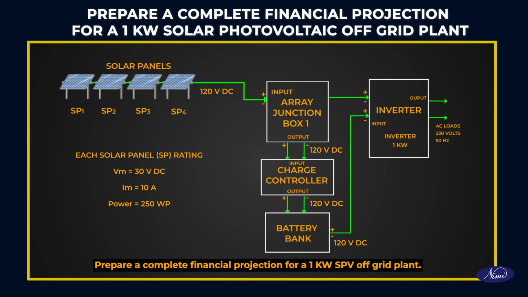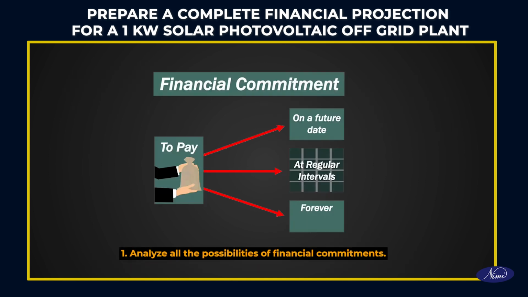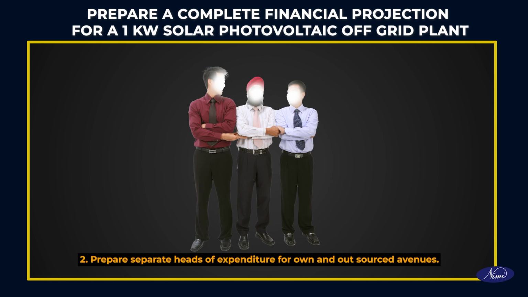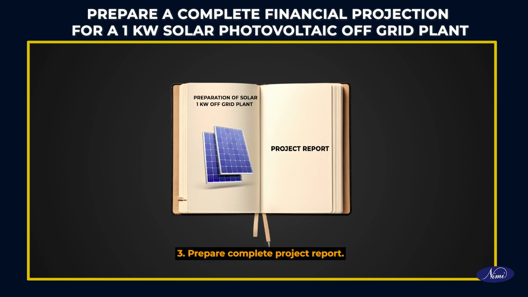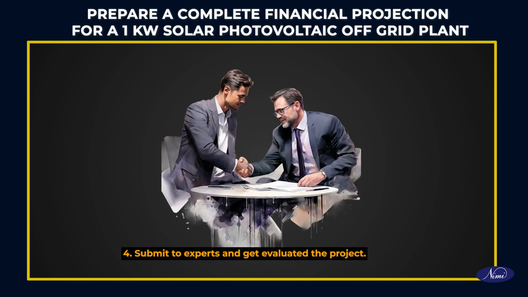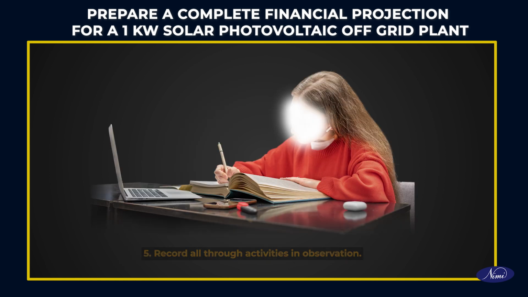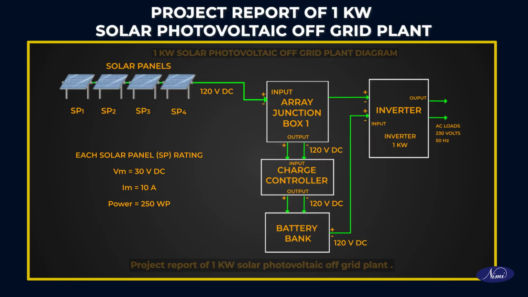Prepare a complete financial projection for a 1 kilowatt solar photovoltaic off-grid plant. Analyze all the possibilities of financial commitments. Prepare separate heads of expenditure for own and outsourced avenues. Prepare a complete project report, submit it to experts and get the project evaluated. Record all the activities in observation.